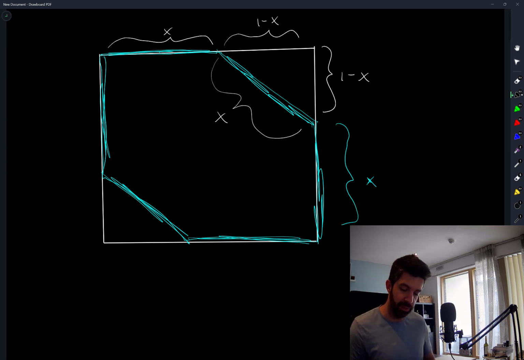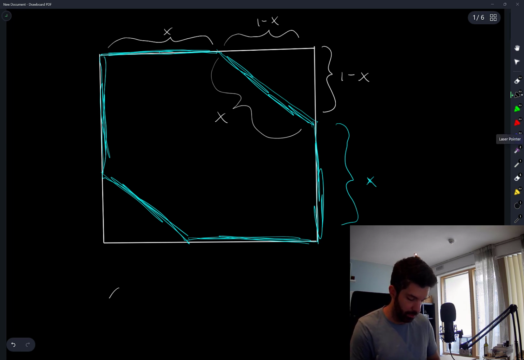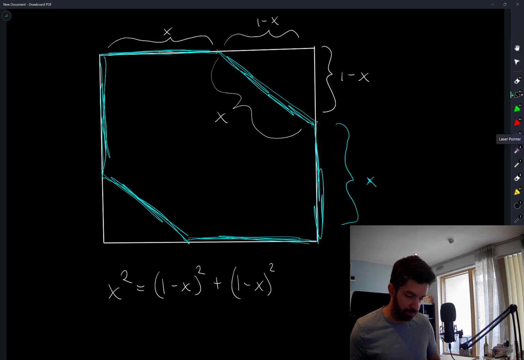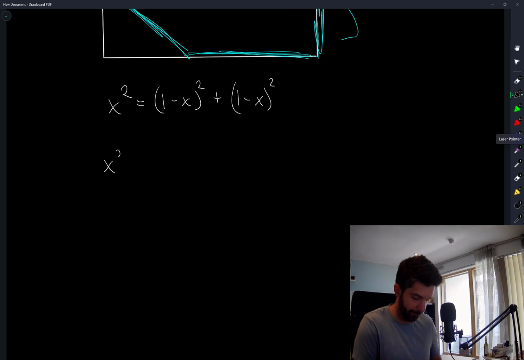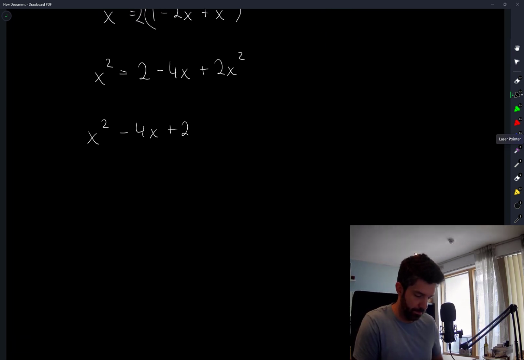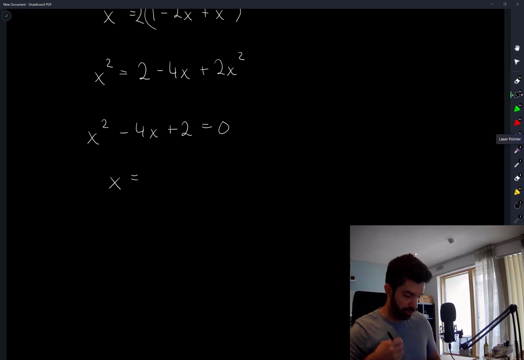So now what we can do is apply the Pythagorean theorem on one of these triangles. We see that x squared is equal to (1 minus x) squared plus (1 minus x) squared. And I'd like to use this equation to simply solve for x. I don't think this is going to factor, but we'll just use the quadratic formula.